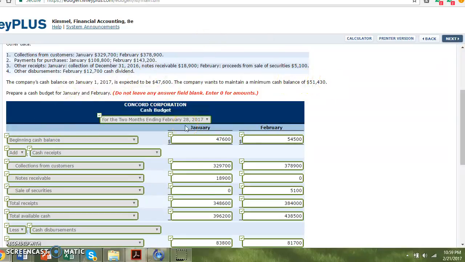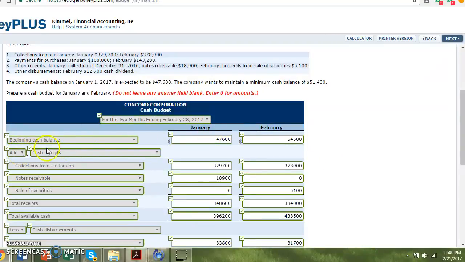So we're supposed to prepare a cash budget for January and February and enter 0 for amounts that are supposed to be 0. So in the title, it needs to be for the 2 months ending February 28th, because we're doing it for January and February. We start with our beginning cash balance in our cash budget, and we're told up here that January 1st is supposed to be $47,600, so that's where we get this number. Now for February, we don't enter that yet. That's going to be entered later, because we'll find that out by what the end of January is.